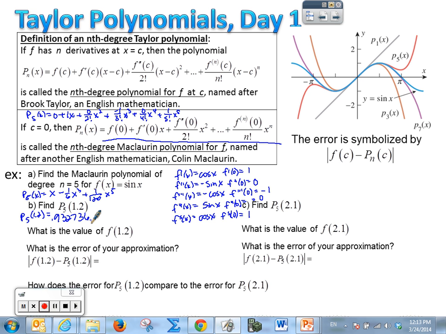Now when they ask us to find f of 1.2, they're asking us to put that in our original function. f of 1.2 is sine of 1.2. So we would make sure our calculators are in radian mode, type that in, and get sine of 1.2, which gives us 0.932039.